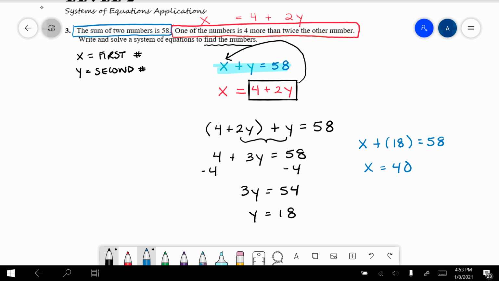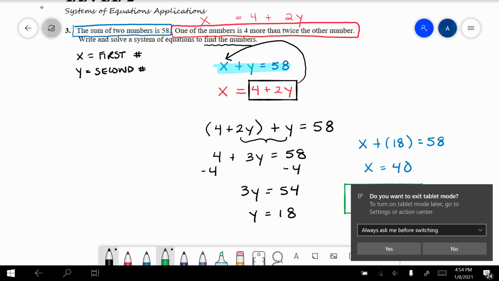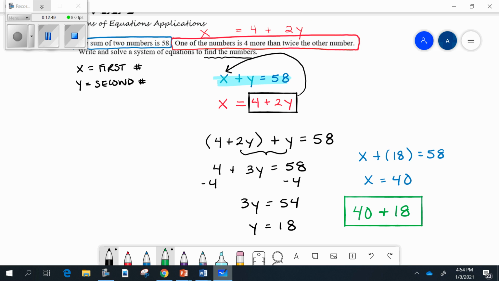So here's how I'm going to write our final answer. I think in this case, it would be appropriate to say, find the numbers. The numbers are 40 and 18. All right, and it really doesn't matter which one's first and which one's second. So that's just a little preview. You have an assignment linked to the outline, and your goal is to work through some of these to write the equation and then to solve the equation.